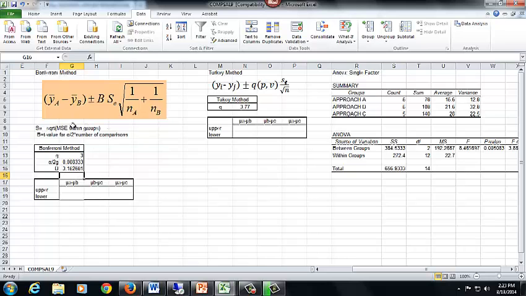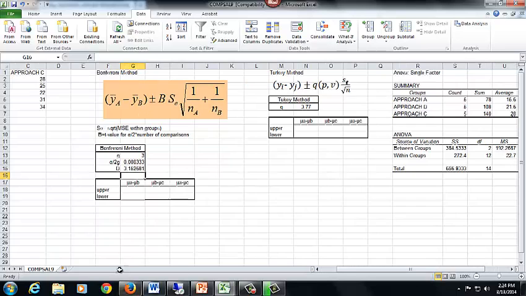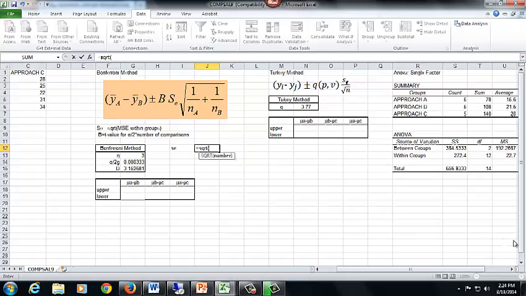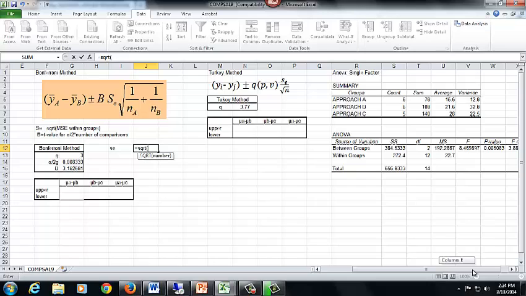And again, I just got this information directly off the PowerPoint slides and copied and pasted it over here so I can look at this information. So I'm also going to need SE. That's going to be important. And SE is going to be the square root of the MSE within groups. So the square root of MS within groups. So the square root of 22.7 is what I'm going to look for. So 4.76, that's going to be the SE I'm going to use right here.